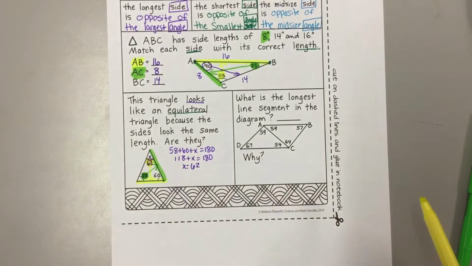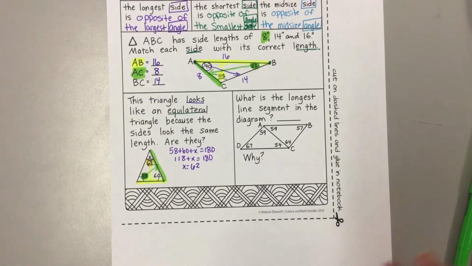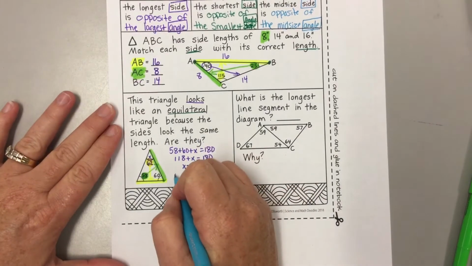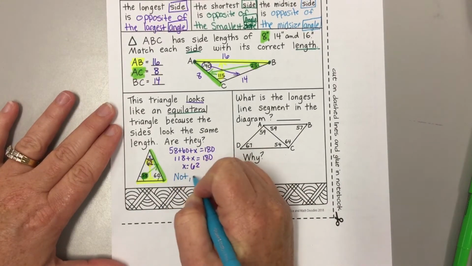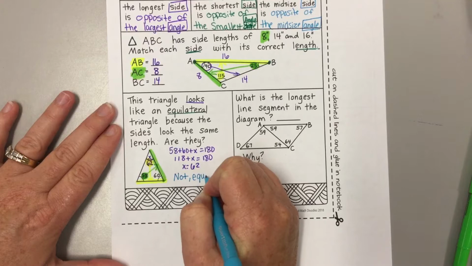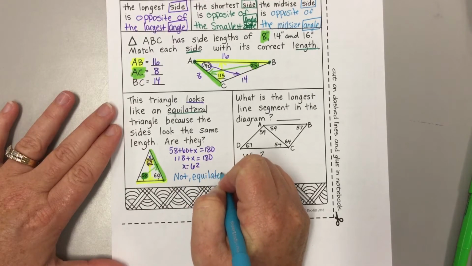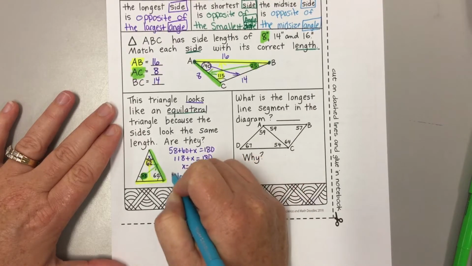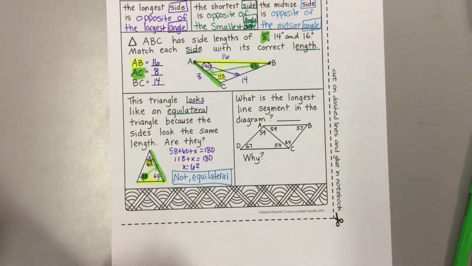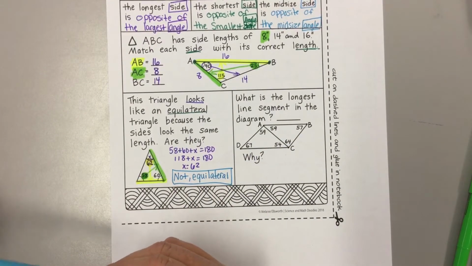And directly across from it is my longest side. So those are two different side lengths, right? Yes? So therefore, it is not an equilateral, because my side lengths are not the same. If I can put them in order from smallest to largest or largest to smallest, then they're not going to be the same.